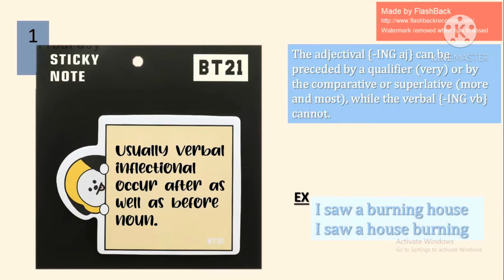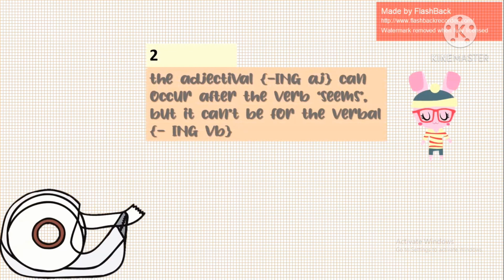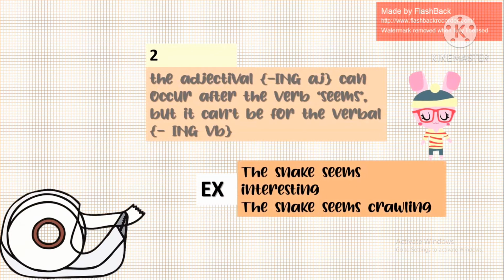The adjectival can be preceded by a qualifier like very, or by the comparative or superlative like more and most, while the verbal -ing cannot. It is a very comforting thought. This is the example. And the second example is, this is a more exciting movie. The second way is, the adjectival -ing can occur after the verb seems, but it can't be for the verbal. For example, the snake seemed interesting. And the second, the snake seems crawling.